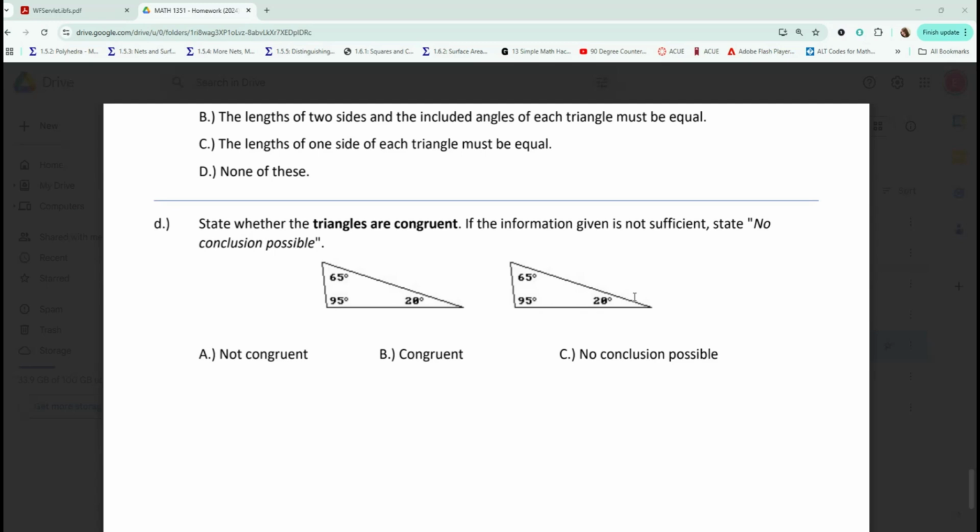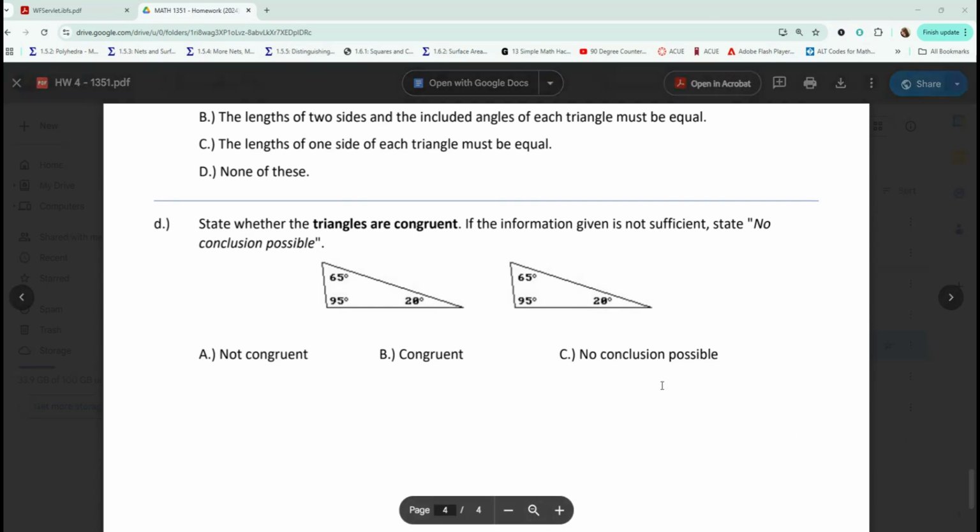Okay, so let me show you the other part that you also need to know, which is the constructions. Okay, and I know, just bear with me, please. I'm sorry.